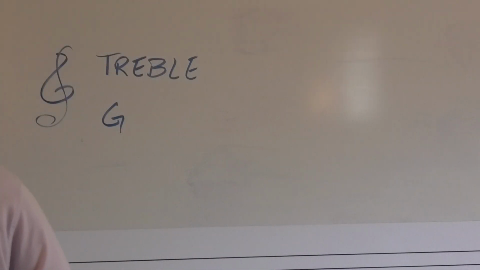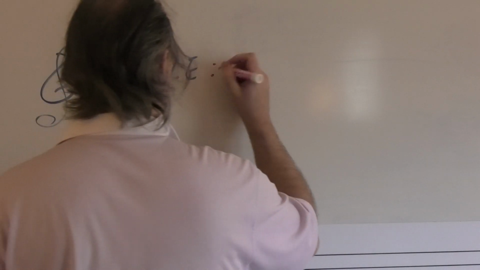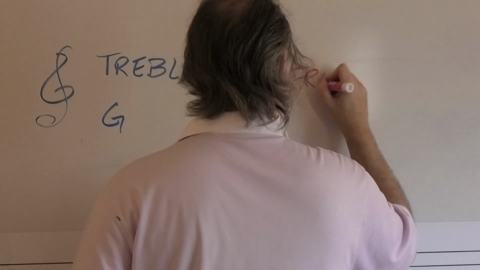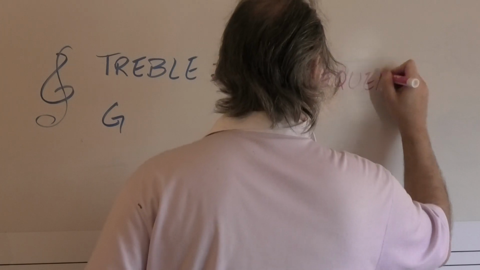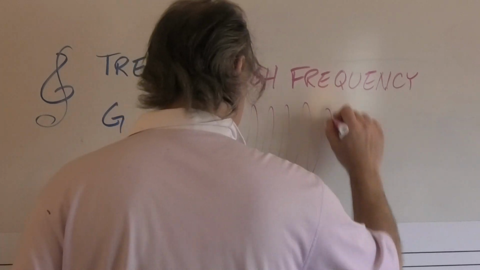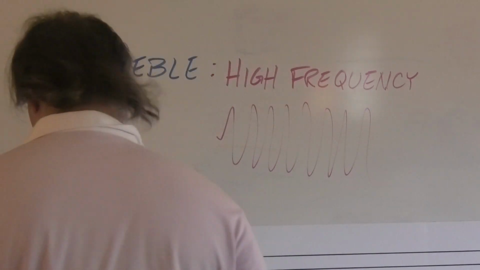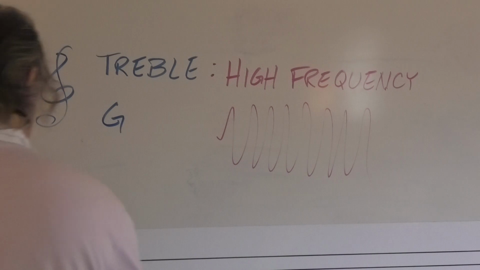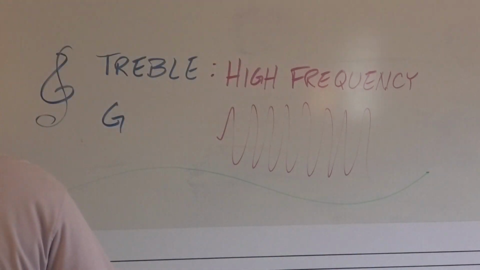On the old stereos, or your stereo in the car, you adjust the treble and you adjust the bass. Treble is high frequency, which looks like this, as opposed to bass, which means low frequency, and those frequencies look like that. It's physics now.